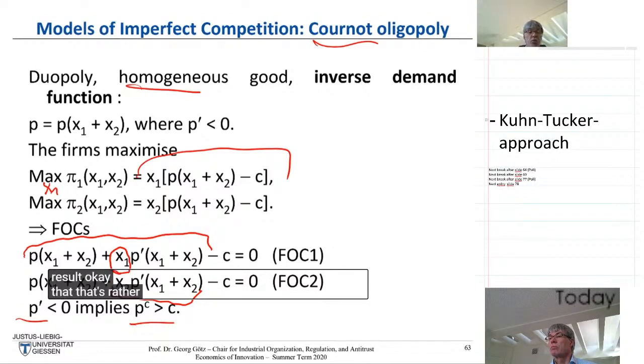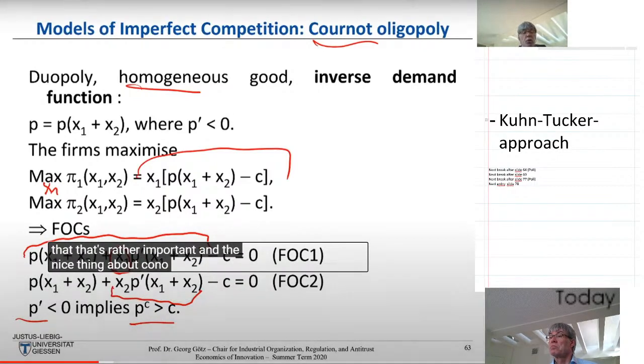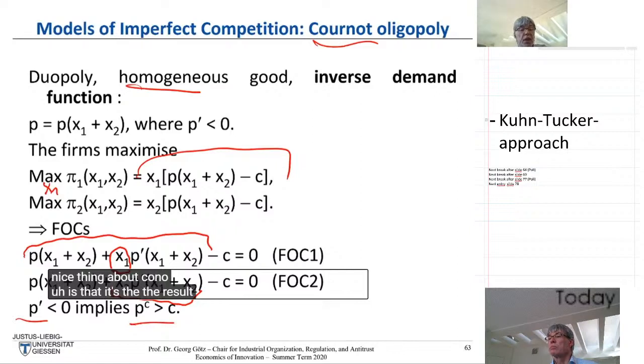That's rather important. And the nice thing about Cournot is that the result lies in between perfect competition and monopoly. And in IO I deal with that at some length, showing that as the number of firms increases, for instance, price will approach the competitive limit. And we will discuss, in chapter 3, I think, when we discuss the Salop-Stiglitz model, market entry and so on. We will allow for a larger number of firms.